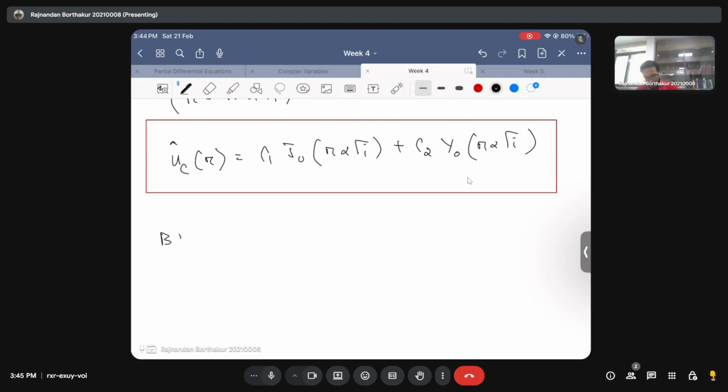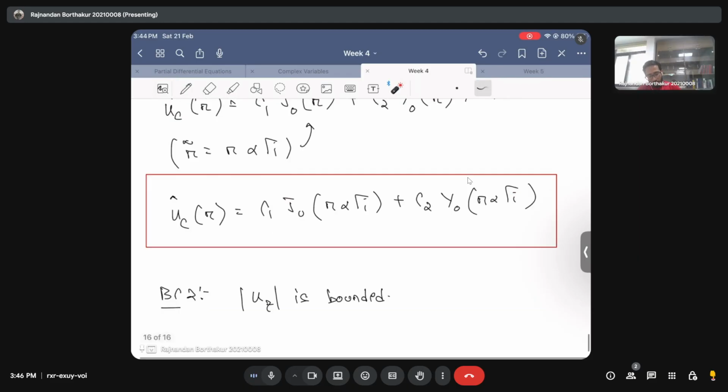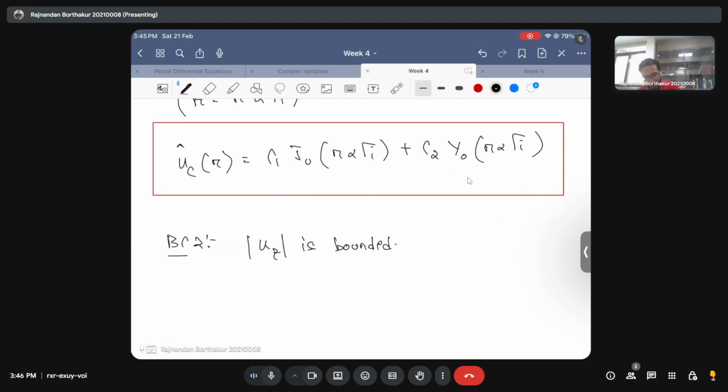So in boundary condition 2, the second boundary condition, we said that the magnitude of uz is bounded. That means whatever the solution of uz is, it cannot reach infinity or minus infinity. But if you plot the modified Bessel function of second kind, and this is important, then at r equal to 0 this term blows up, which means in order to have uz bounded, I must have c2 equal to 0.